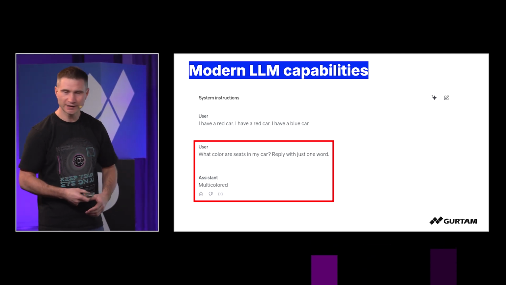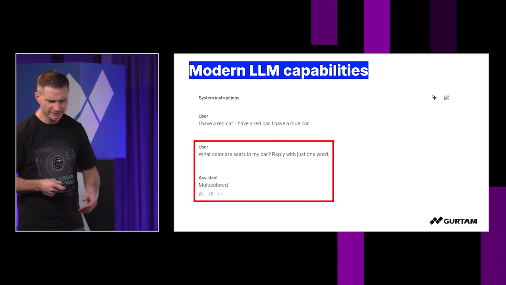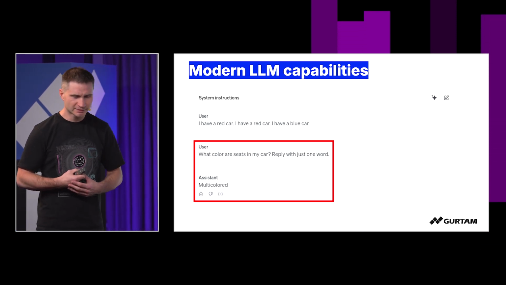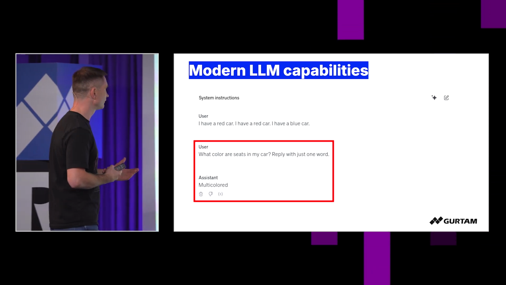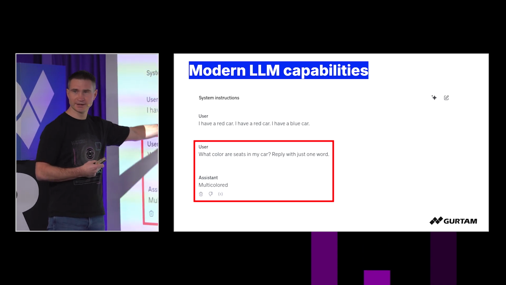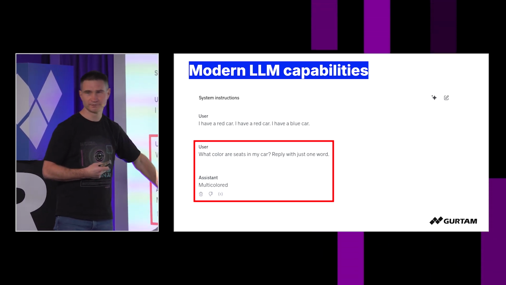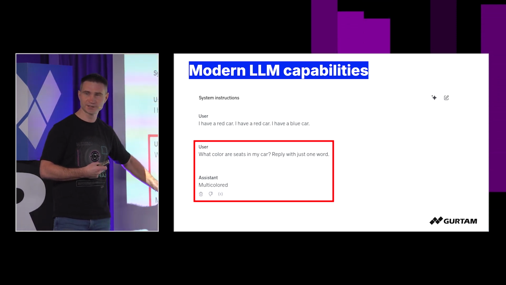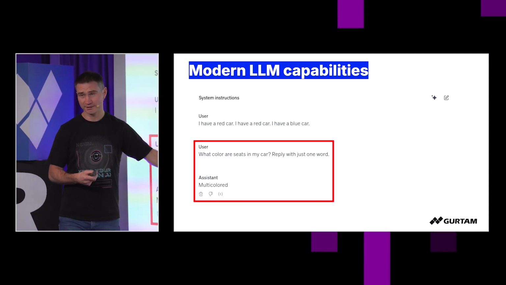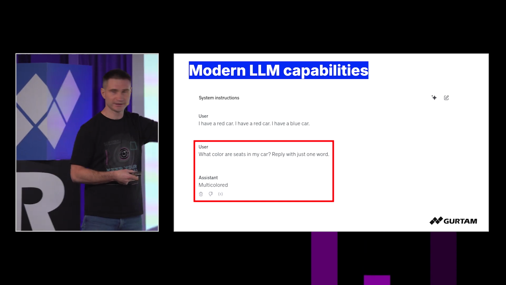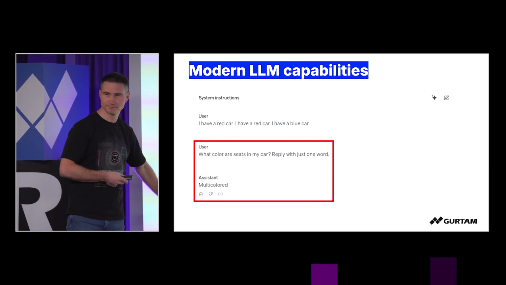Then I retried this question. It replied another color, then another color. So if the information is not available here, the model will hallucinate something. This is the reason for hallucination. It's very simple: when you don't have the information in the context, it will lie.